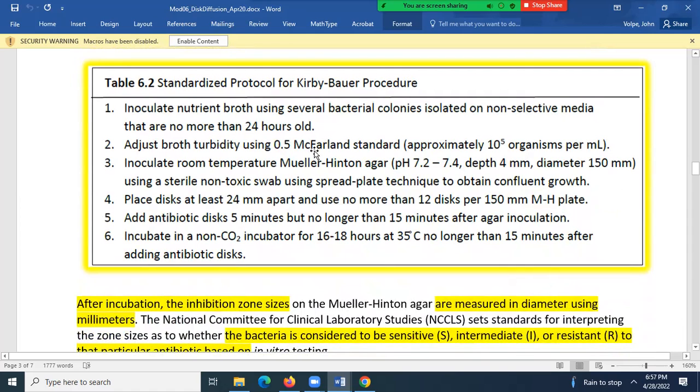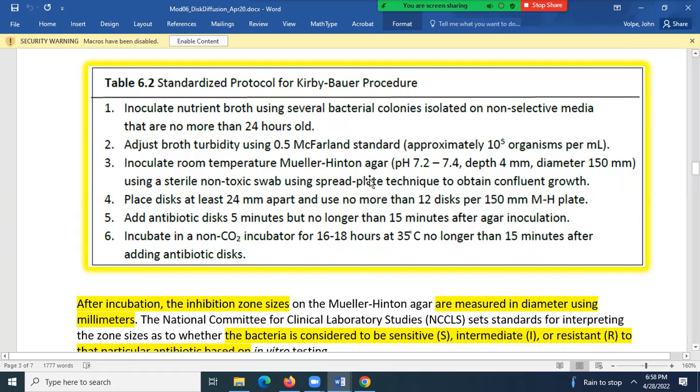You always inoculate nutrient broth from several bacterial colonies grown on non-selective media, and you grow them for no more than 24 hours in a nutrient broth, meaning a liquid. You then adjust the broth turbidity to 0.5 McFarland units, and that's just measuring the bacteria density. This is approximately 1 × 10⁵ organisms per mL, and you only use this amount of cells to put on the plates. You then inoculate at room temperature Mueller-Hinton agar plates, and we only use Mueller-Hinton agar because other media can have a different size of zone of inhibition.